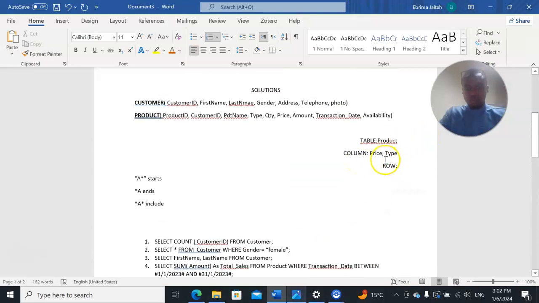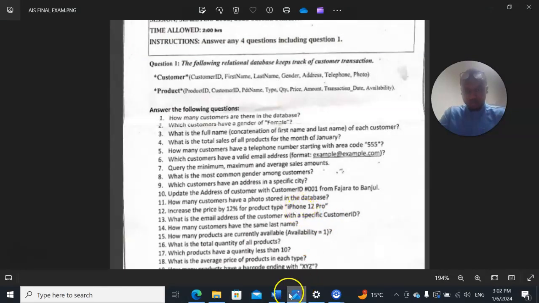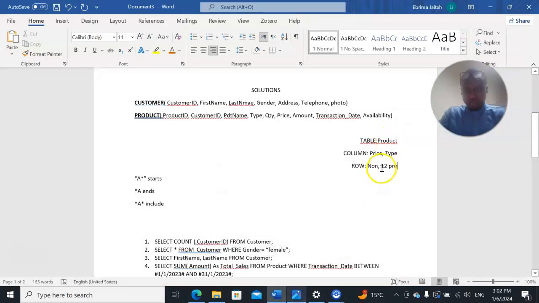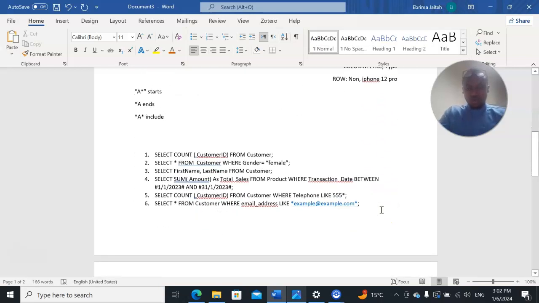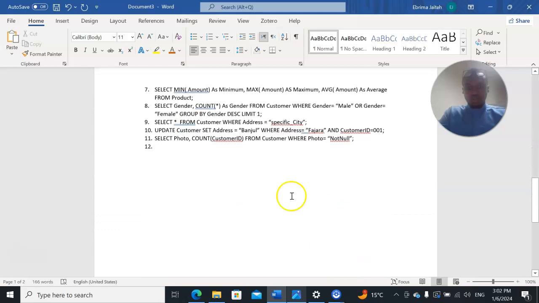We have the product table, we have the price and also the type of the product. Did they give us any price amount? No. What about the type of the product? Yes, this is iPhone 12 Pro, isn't it? It is iPhone 12 Pro. So that's the type of the product. Okay. Now we're going to use the update command.